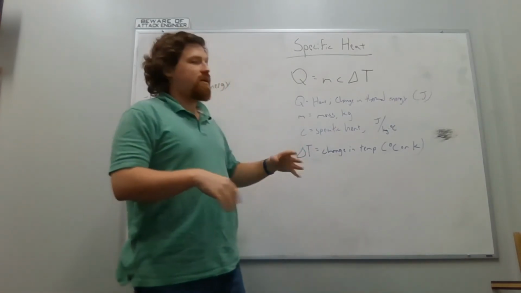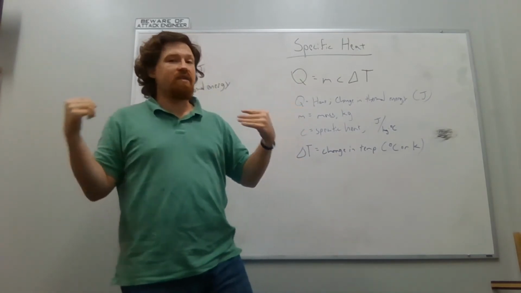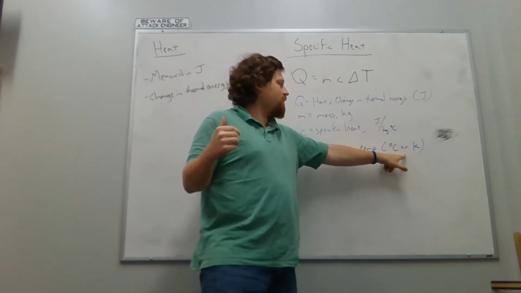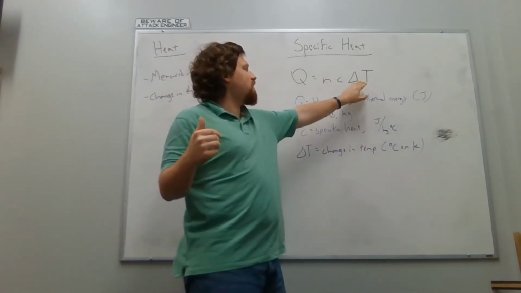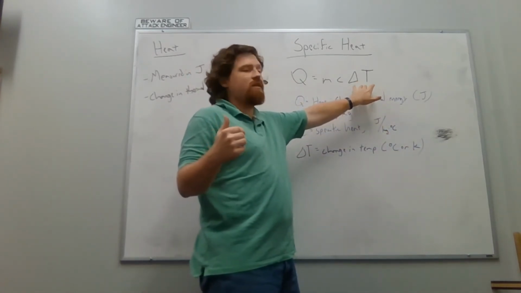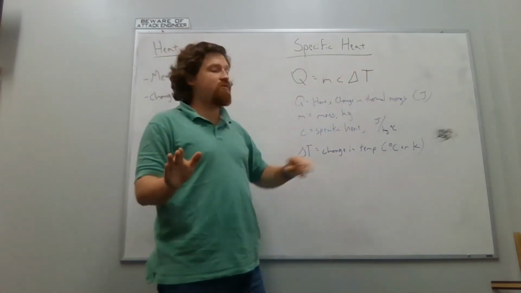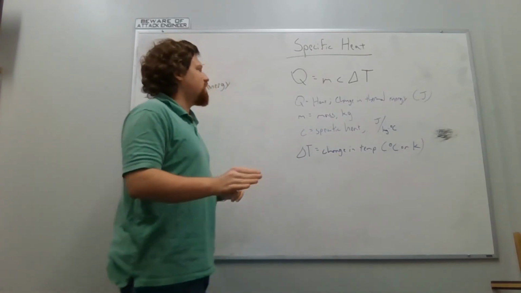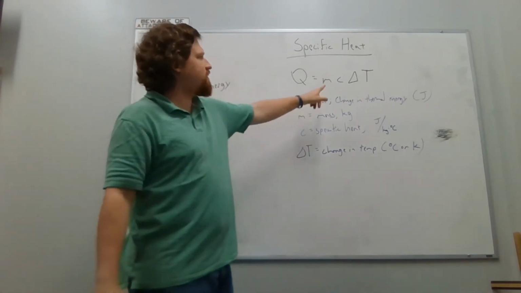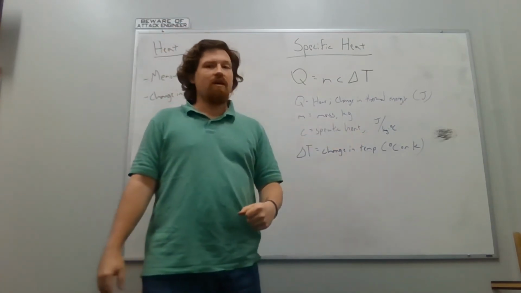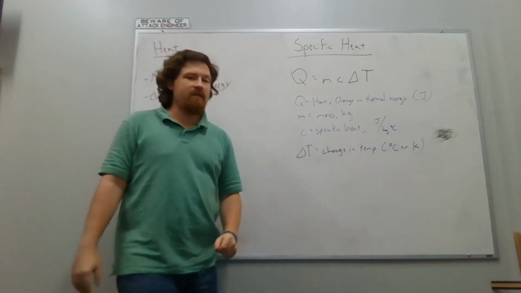So because of that offset in the size of the unit, you do have to make sure you only plug Celsius or Kelvin into this formula. Be very careful of that. Either one works, but you cannot use Fahrenheit. Now the last variable in this formula is C. C is the specific heat of the object you are examining.